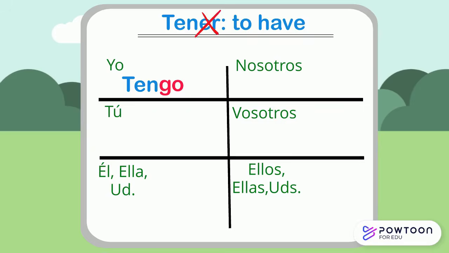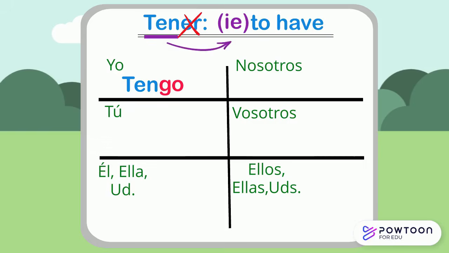The verb tener is also a stem-changing verb, which means a spelling change will occur in the stem of the verb. Tener is an E to IE stem-changing verb, so a spelling change will occur in the forms tú, él, ella, usted, and ellos, ellas, ustedes.